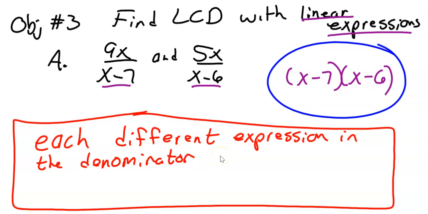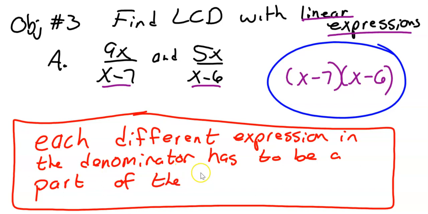So each different expression that's in the denominator has to be a part of the LCD. You know, if you had x minus 7 and an x plus 7, those are two different things. Those two things would have to be in the denominator. If they gave you four denominators and each one of the things was different, then you'd have a least common denominator that would be all four parts and pieces of this thing.